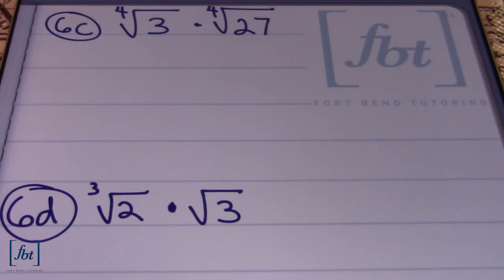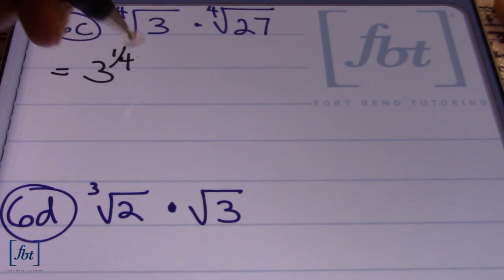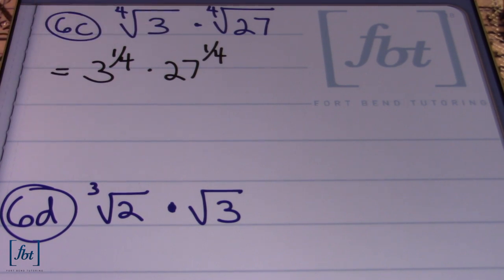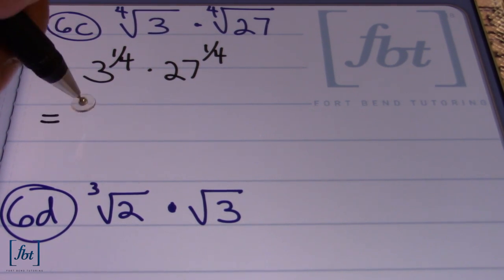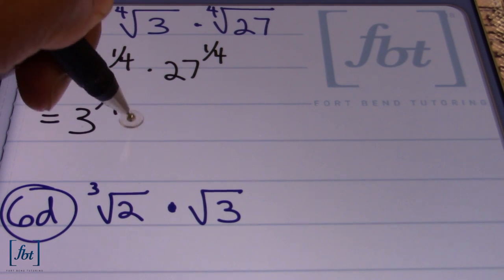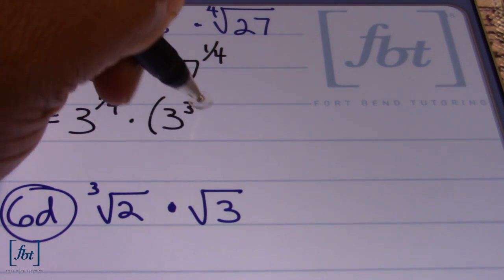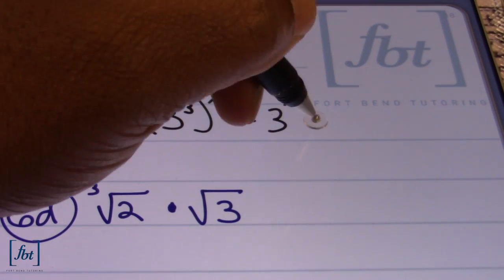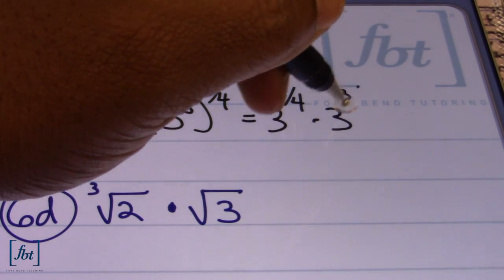With 6C, we have the 4th root of 3 times the 4th root of 27. And I will be rewriting this in exponential form. So therefore, we have 3 to the 1/4 power times 27 to the 1/4 power. Well, that's cute. Especially with the fact that I know that 27 can be rewritten with a common base of 3. So I'll now have 3 to the 1/4 times 3 cubed raised to the 1/4 power to give me 3 to the 1/4 times 3 to the 3/4.